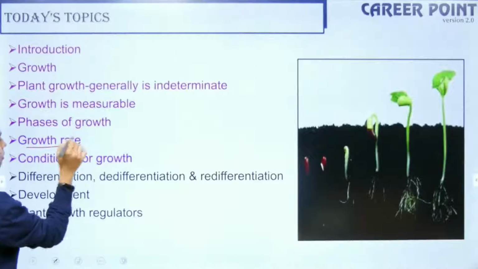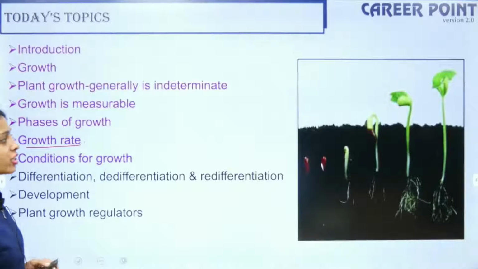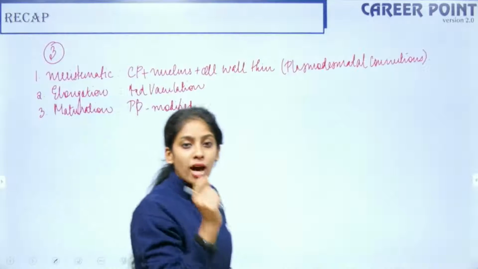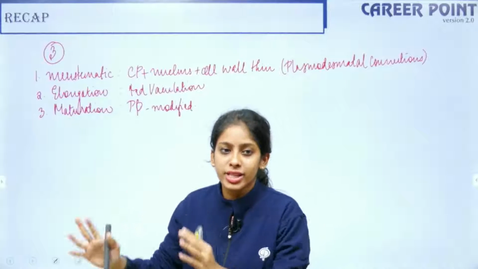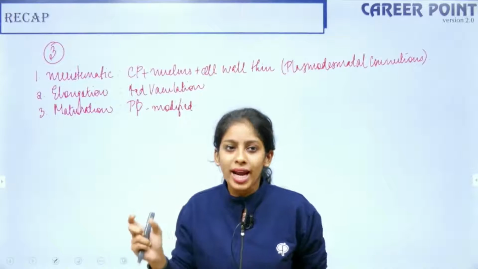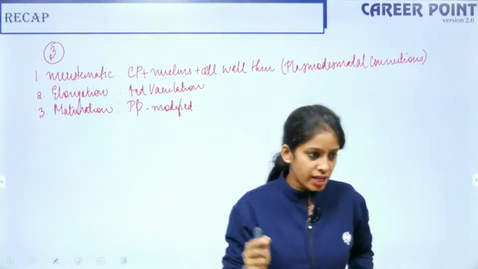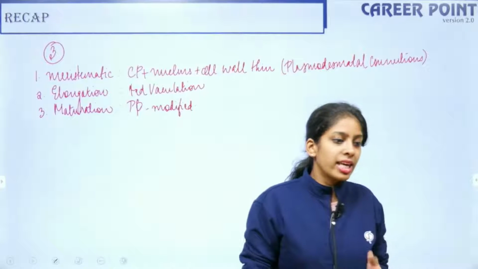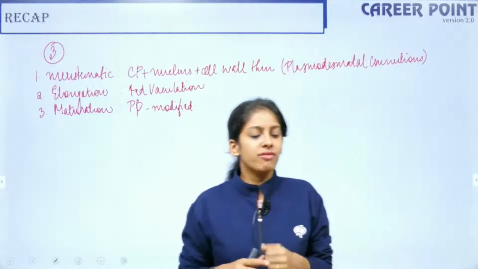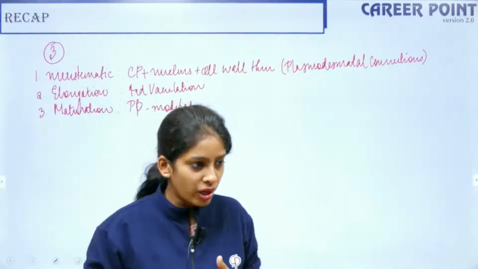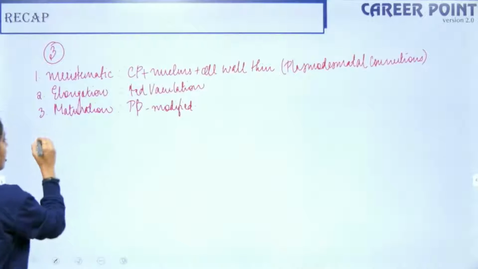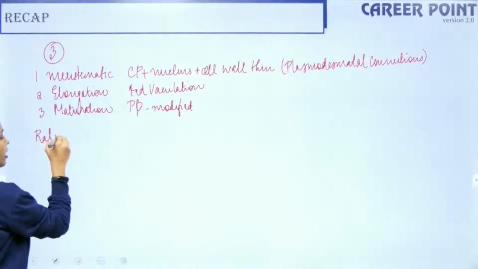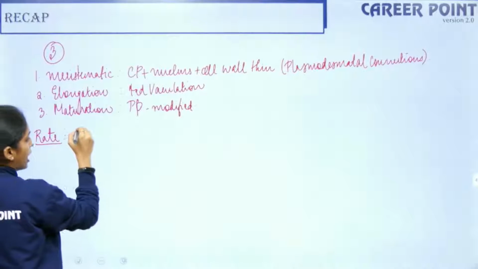So these are the 3 phases of growth. Then we were talking about growth rate. So what is growth rate? It is the production or the increased growth per unit time. Whenever the term rate comes, that is per unit time. Little thinking based questions. Okay, so now we are talking about growth rate. So rate is per unit time.